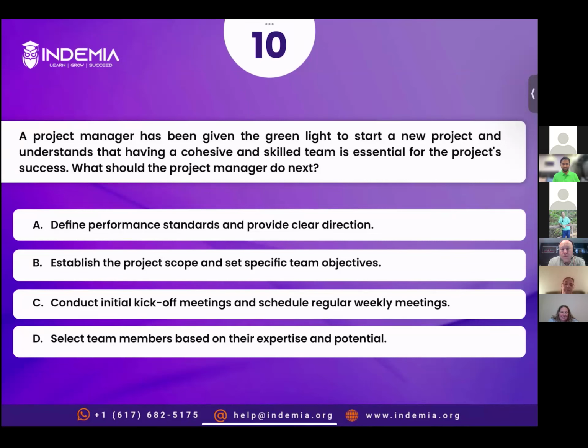Establish a project scope and set specific team objectives. I would actually do that after I select my team members, right? So that's what I thought. All right, thank you. Anton, you have chosen option D.